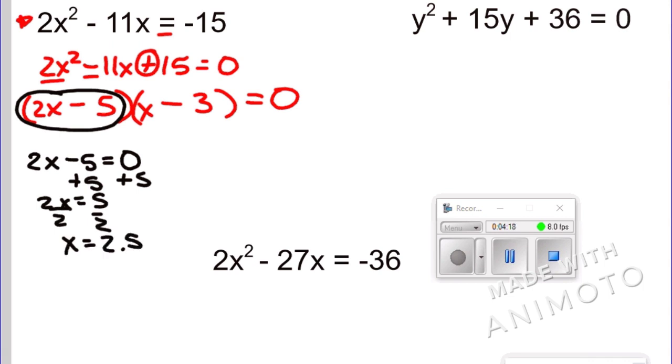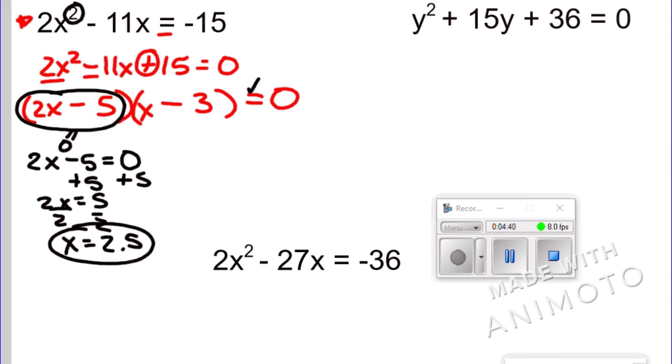So x equals 5 halves or 2.5. So that is the value of x that when plugged in here will make this factor equal to 0, which will then make this equation true. All right, so x equals 2.5 is one of our solutions, right? Because this has a degree of 2, it's going to have how many solutions? Boom, you got it, 2.